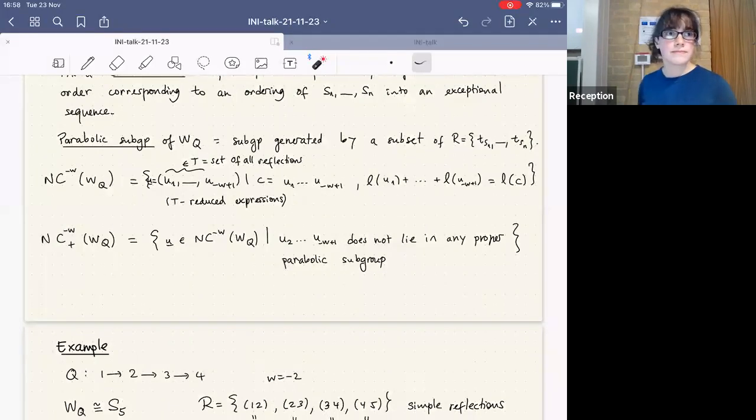I have a vague question. When you do the non-simple reflections, they look like the strong exceptional sequences. That's a big question. So what is the question? Well, I don't know about this stuff, so maybe we should talk about it.